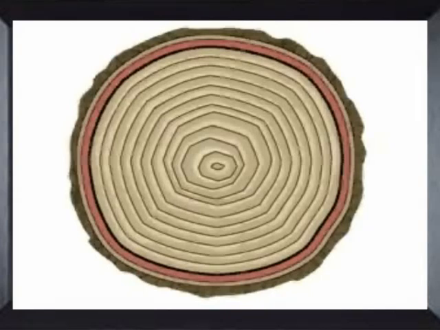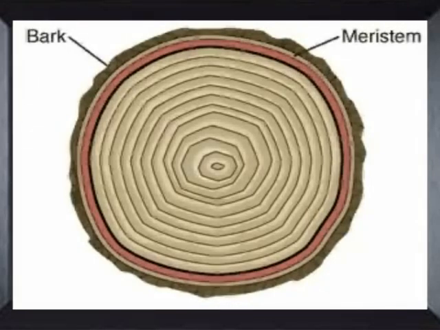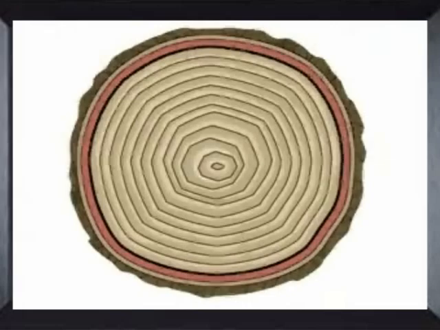They are the result of cells forming during the wet and dry seasons and are used to estimate the ages of woody plants. Bark replaces the epidermis on the exterior of the trunk, as the meristem just near the epidermis produces cork cells.